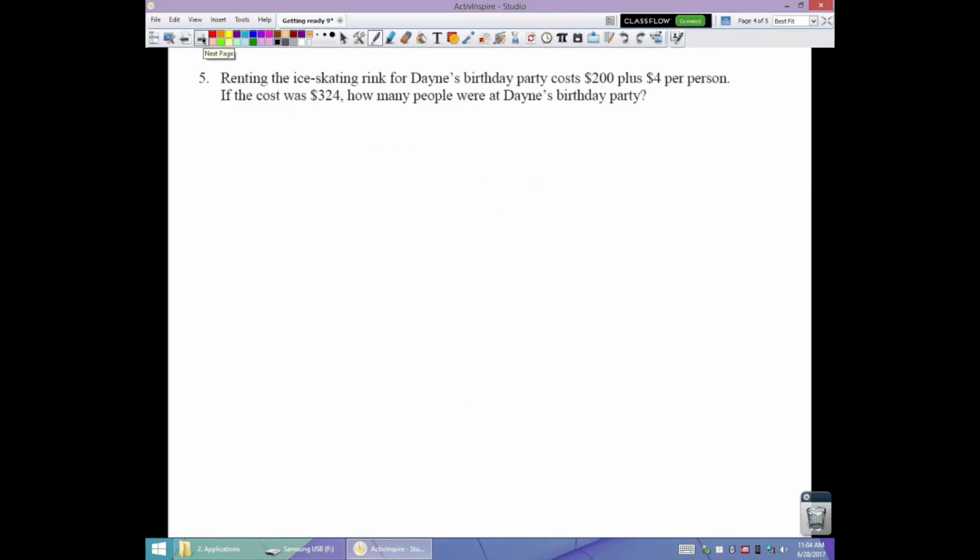Another word problem at number 5. This time we're renting out an ice skating rink for Dane's birthday party. This rink costs $200. There's your flat fee, plus $4 per person. That's our rate of change. The cost came to $324 total. So how many people were at Dane's party? That's my unknown. How many people? So let x equal people or guests.